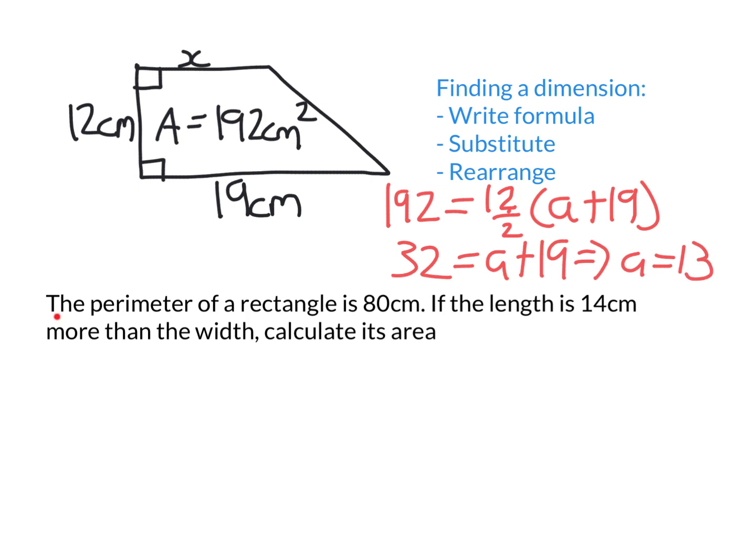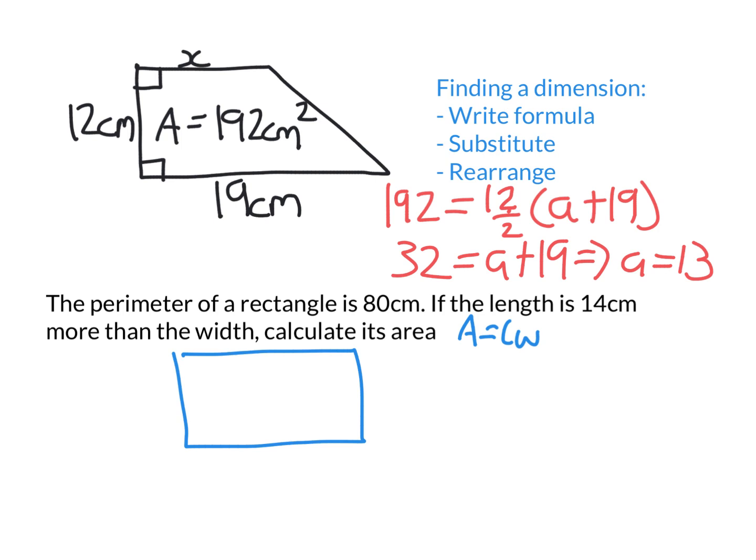All right, let's look at this question. The perimeter of a rectangle is 80 centimeters. Length is 14 centimeters more than the width. Calculate its area. So feel free to draw a diagram if you so wish. Now, in order to calculate the area, we need to know the length and the width because the area of a rectangle is just length times width. So we need to use the perimeter to get the length and the width.